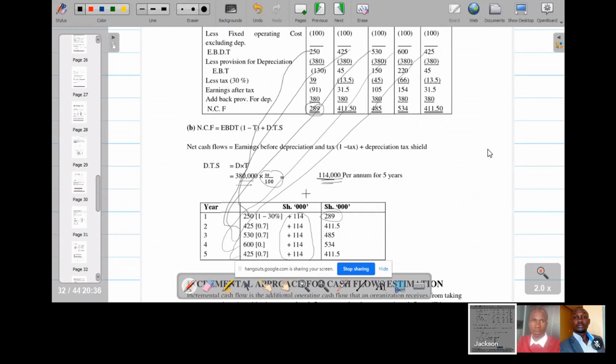It's now clear? So if you multiply the earning times 0.7 and you add the tax shield of 114, you now get the same answer. Based on this formula here, it's a short way. In an exam, you better follow this than this. I better follow the second one. Yeah, this is shorter.